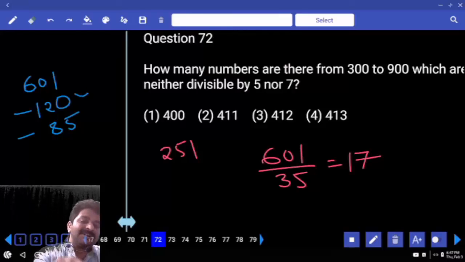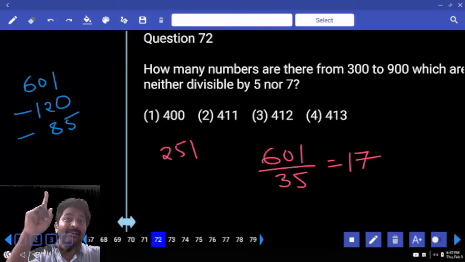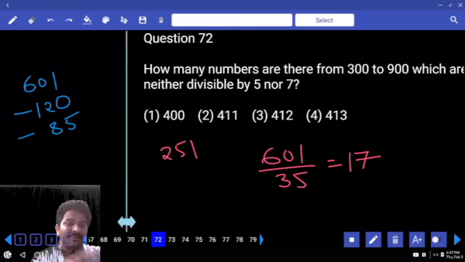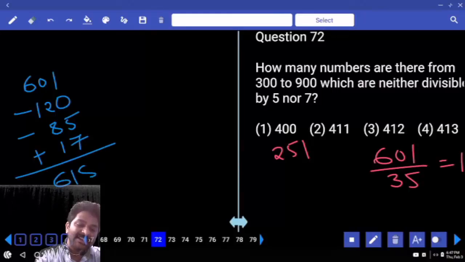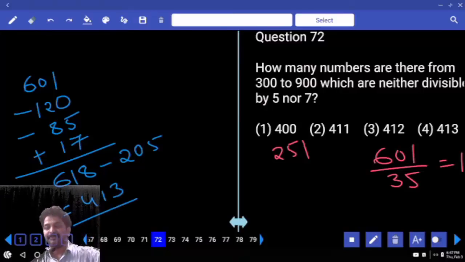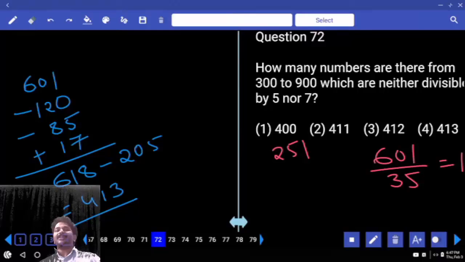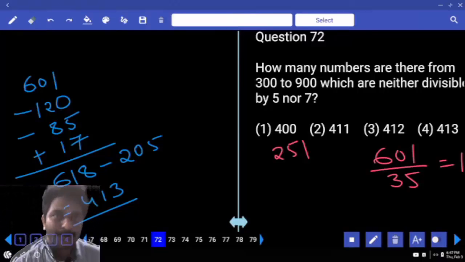These 17 numbers are counted in the 120 and also in the 85, but they are supposed to be subtracted only one time. As they are subtracted 2 times, now we have to add those 17 numbers, correct? So total positive number 618 minus 205. Answer 413. Fourth option, final. Can you check whether the third option is the answer? Answer is 413. Final answer.